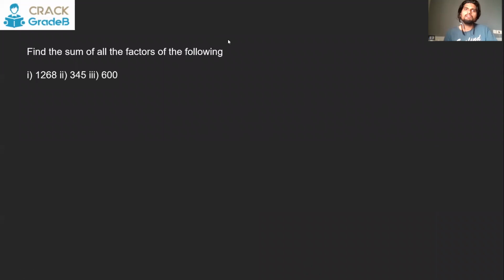Sum of all factors of the following. So I hope you know that now you can do it as a practice. Once we do the prime factorized form, like we did in the previous question with the same numbers, all you have to do is add all the powers of all the factors in separate brackets and multiply those brackets.